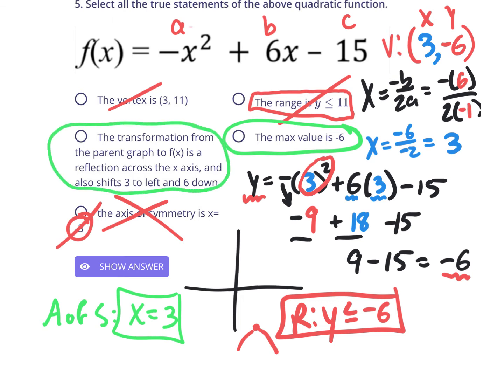Ladies and gentlemen, don't expect always to find 2 true statements. Maybe all of them are going to be true statements on the actual test. Maybe none of them are true statements. Maybe only one of them is true. Well, you guys get the idea.